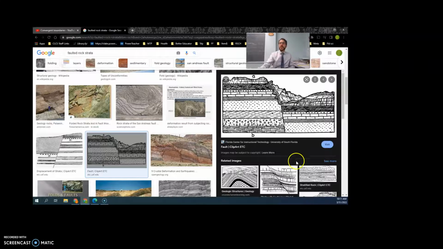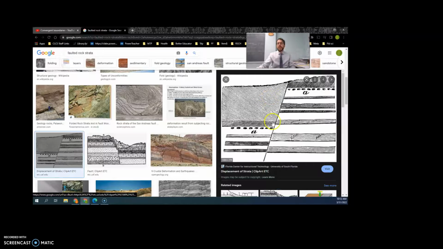So what the students write is weird stuff like layers, or disjointed, or they'll make up a word like broken. But this has a name in earth science. If it's a line going like that and it offsets the layers, we call it a fault, and you should call it a fault if they ask about what this thing is.